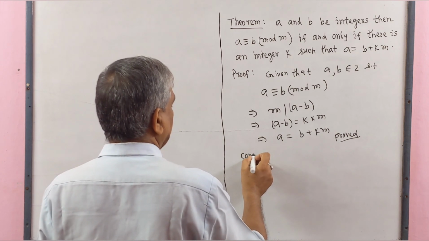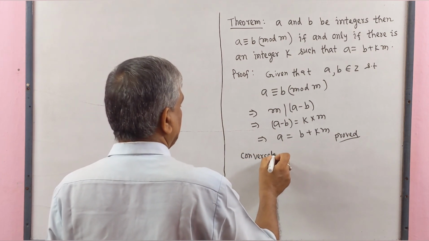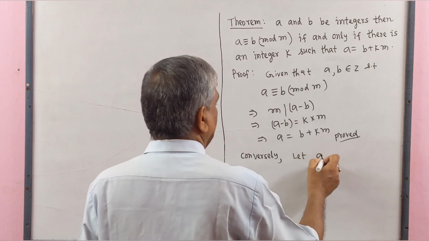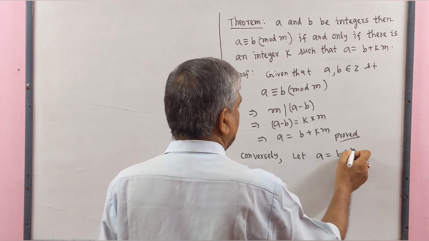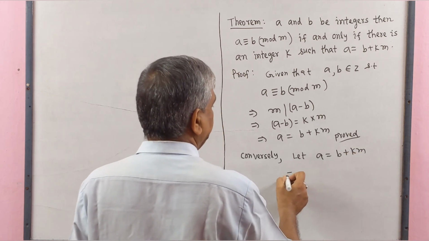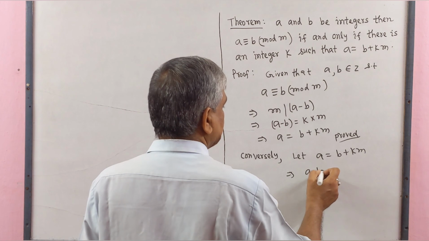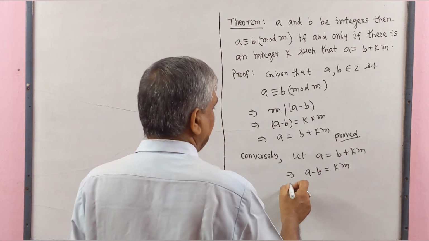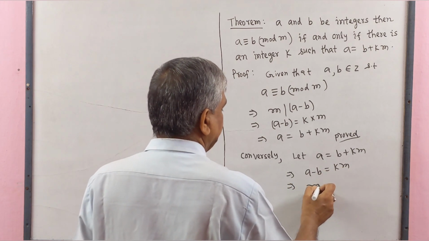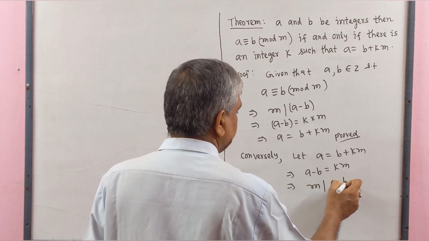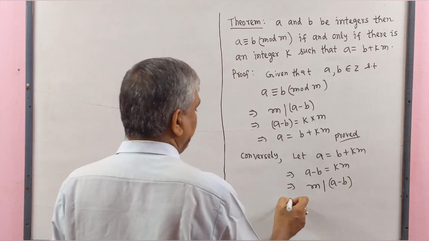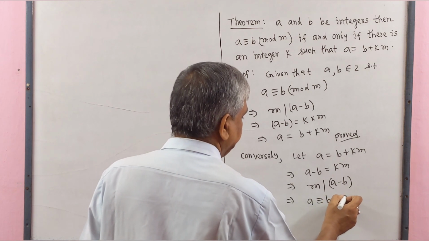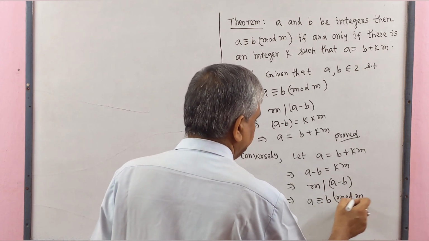Conversely, let a equal to b plus km, implies that a minus b equal to k multiply m, implies that m divides a minus b, implies that a is congruent to b modulo m. Proved.